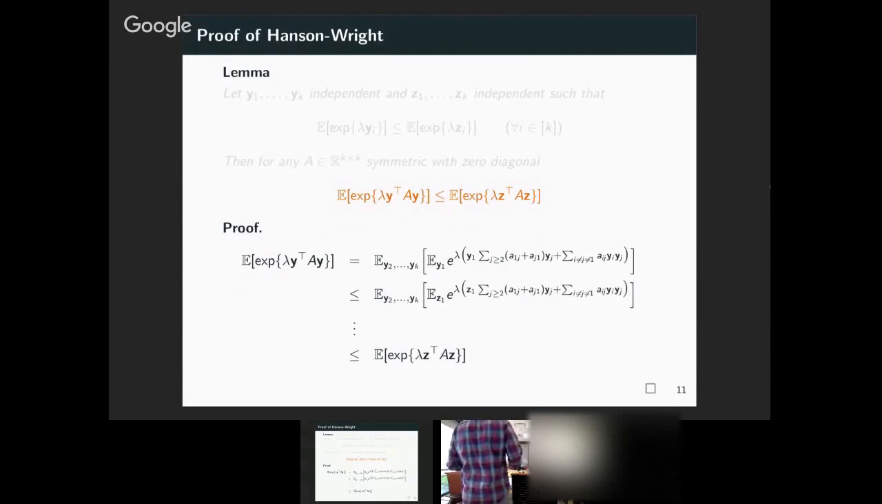Now, from here onwards, what we're going to do is basically follow the same strategy as for regular Hanson-Wright. So really, this is the heart of the proof.